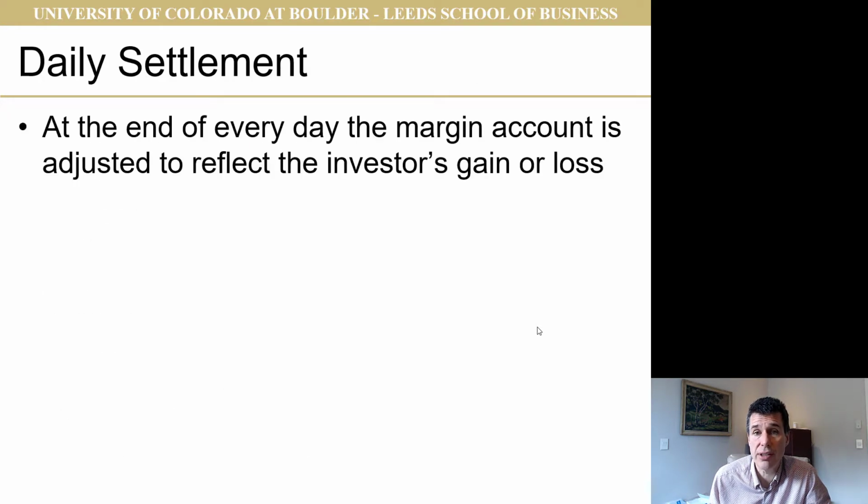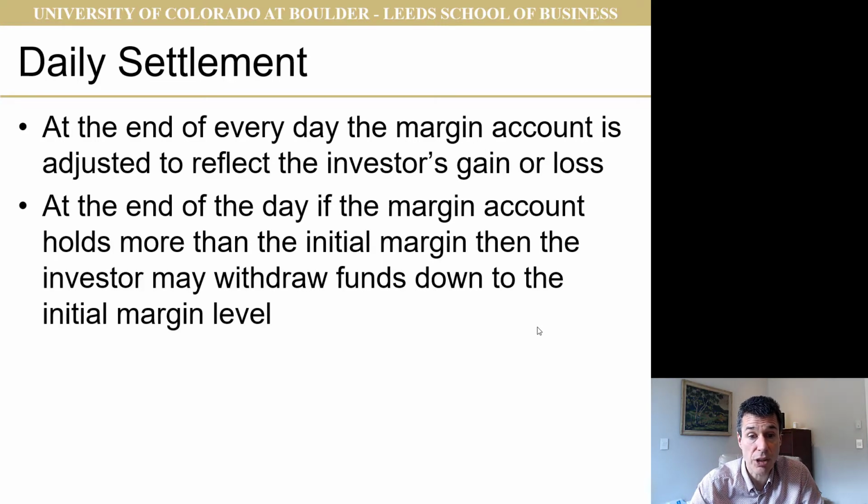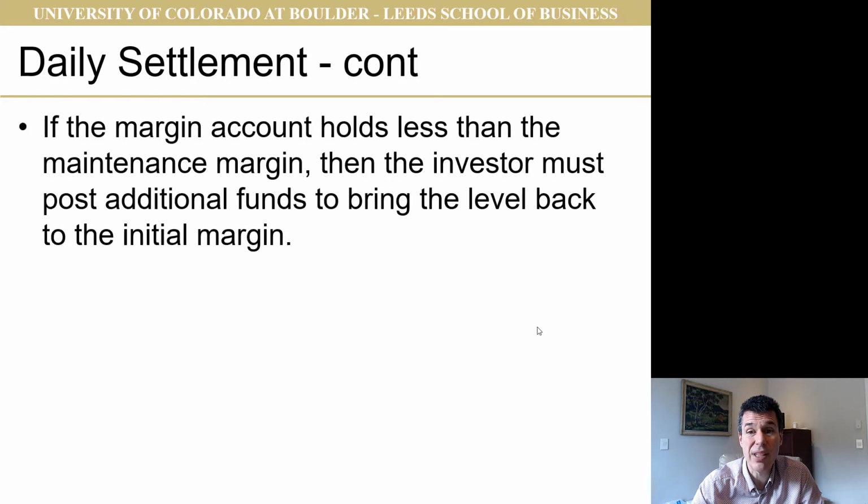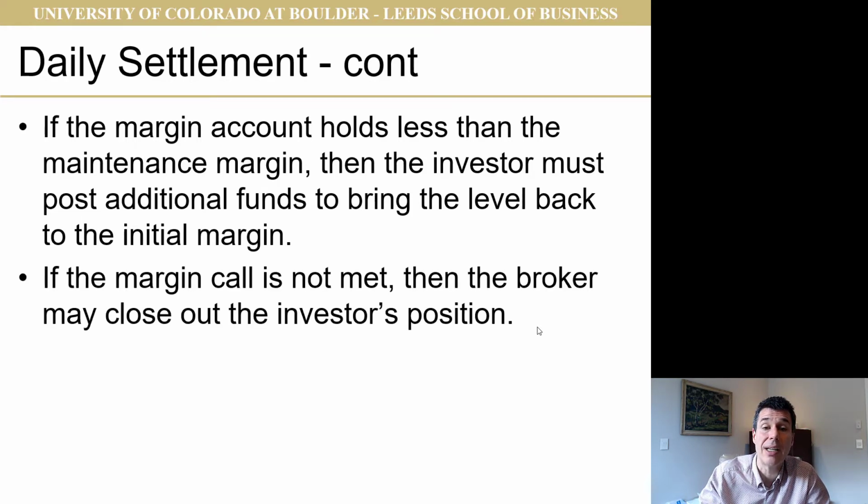Now, margin is settled on a daily basis. So at the end of every day, the margin account is adjusted to reflect the investor's gains or losses. And if the margin account holds more than the initial margin, remember, 10% above the maintenance, the investor may withdraw funds down to the initial margin level. If the margin account holds less than the maintenance margin, then the investor must post additional funds to bring the level back to the initial margin, not back to the maintenance margin, but to the initial margin. And if the margin call is not met, then the broker is allowed to close out the investor's position.